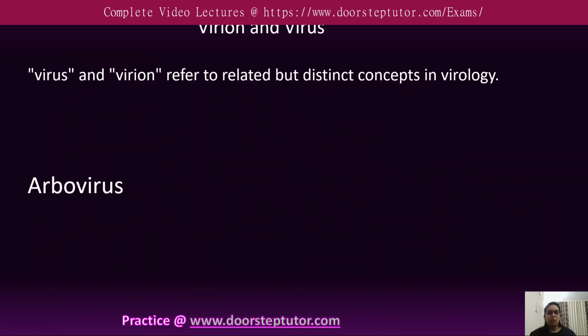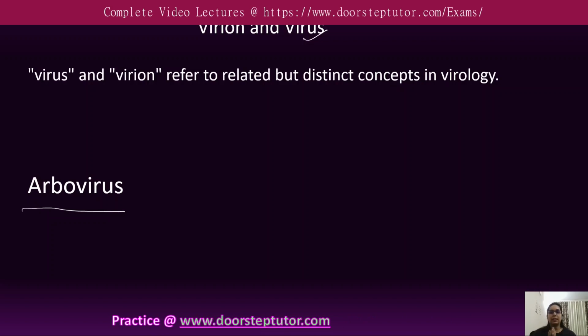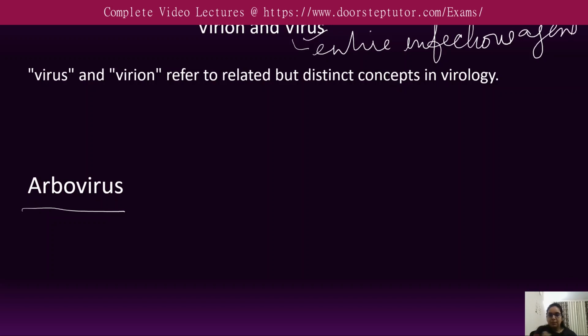Before discussing more about viruses, let's understand some common terms: virion, virus and arbovirus. Virus and virion refer to related but distinct concepts in virology. A virus is the entire infectious agent, encompassing both its extracellular and intracellular forms throughout its life cycle, from attack on the host cell, entry, and multiplication inside the host, to causing infection.